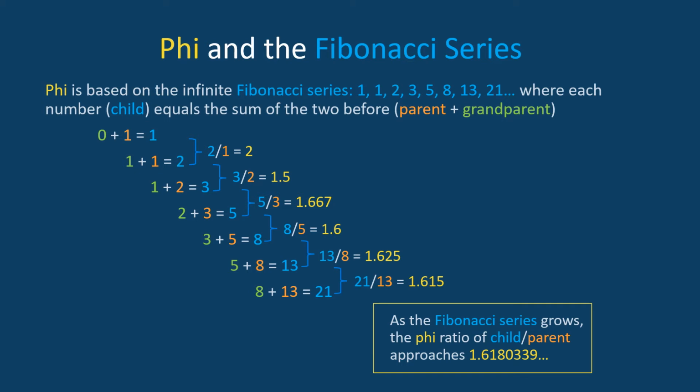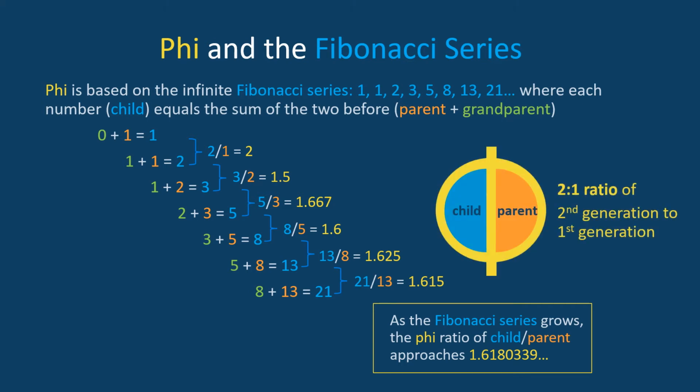Nevertheless, in the most fundamental terms, the golden ratio and its Fibonacci series simply represent the 2-to-1 ratio of second generation to first, of child to parent, perhaps the most important relationship of all in nature. So, although the golden ratio is indeed an irrational number when we view numbers as physical quantities, it actually becomes rational once we look at their relationship to each other.